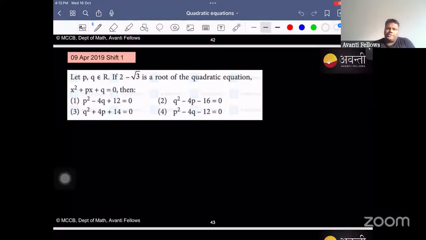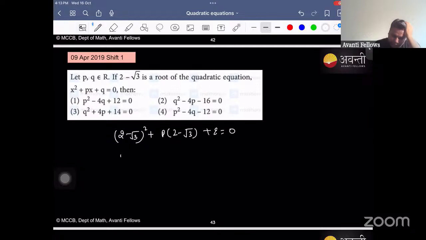Now see, this is the question I'm going to solve now. Let's see whoever got it correct. So the question is, p and q belong to real numbers, if 2 minus root 3 is a root of this quadratic equation. All right. So p and q, they are real numbers. So if 2 minus root 3 is a root, it will satisfy this equation. So 2 minus root 3 whole square plus p times 2 minus root 3 plus q equals 0.